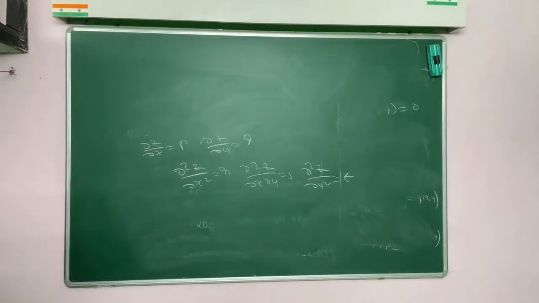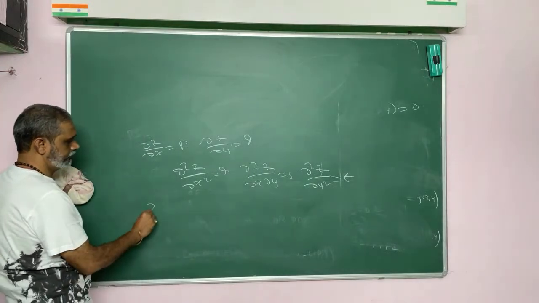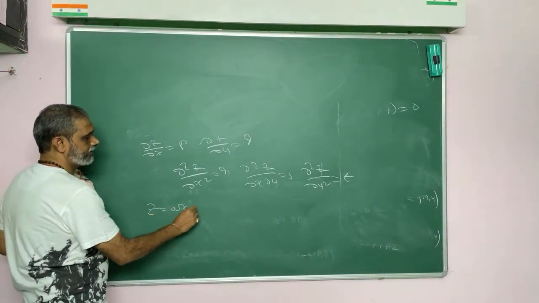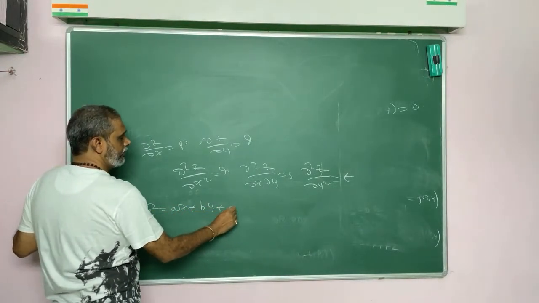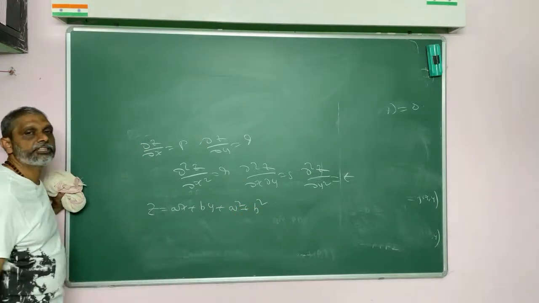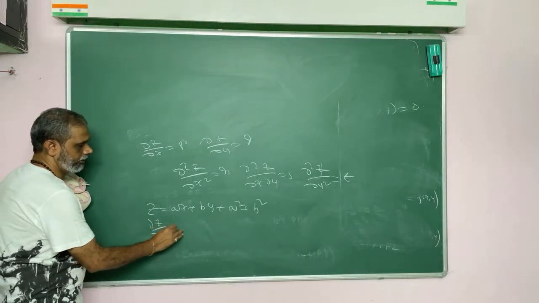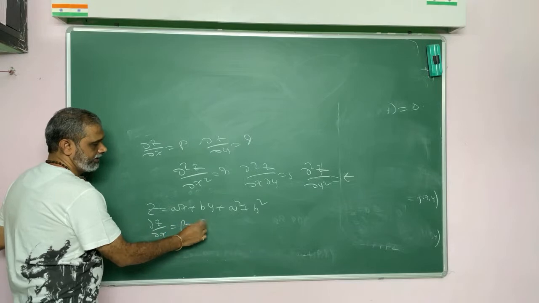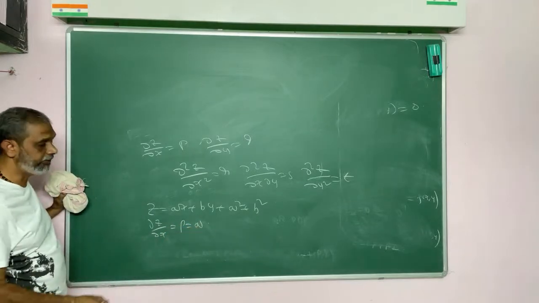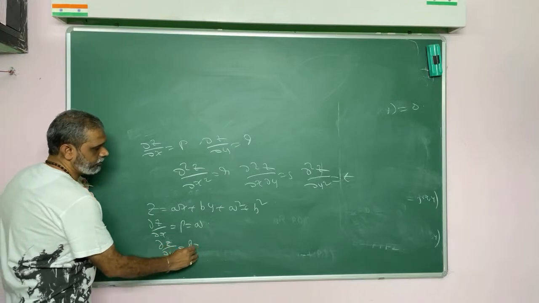Now first is what? Removing the constants. How will you remove the constants? Maybe they will give some problem. You can remove the arbitrary constants. z is equal to ax plus by plus a square plus b square. Then this equation differentiate with respect to x. What will you get? ∂z/∂x, p is equal to a. Similarly, if you differentiate with respect to y, what will you get? ∂z/∂y, that is q is equal to b.